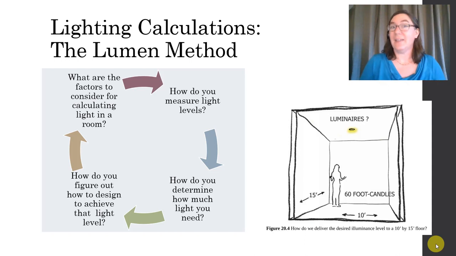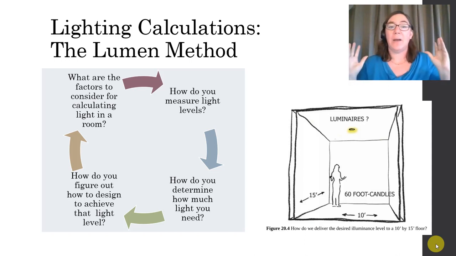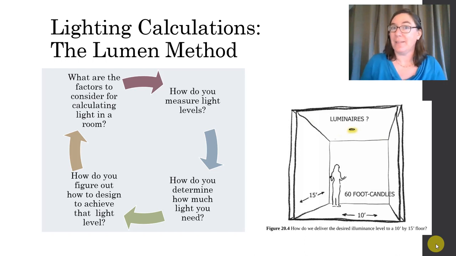When performing lighting calculations, you need to know how to measure light levels, how to determine exactly how much light you need, how to choose that, how do you design to achieve that light level, and then you need to consider the factors for calculating light in a room. This week, we're going to focus on the second two, the last half of these questions.